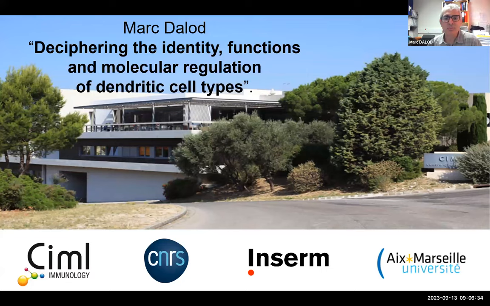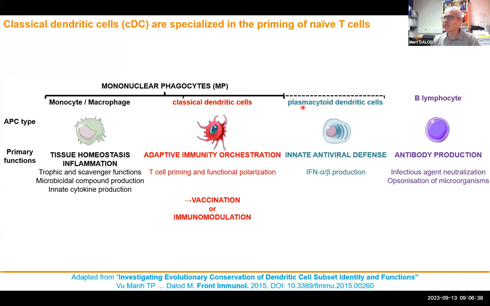All right, thank you very much. I'll try to get the pointer as well. So we are interested in dendritic cells because these cells are very important for the orchestration of adaptive immunity, because they are especially efficient for the activation of naive T cells, which is called T cell priming, and their functional polarization. Because of that, they are very good targets for making new vaccines or immunotherapies.